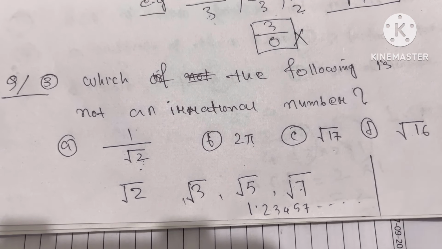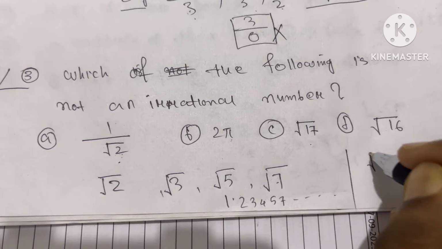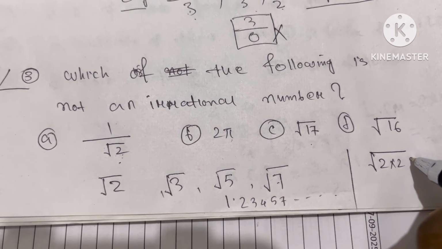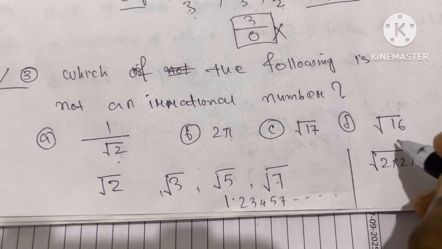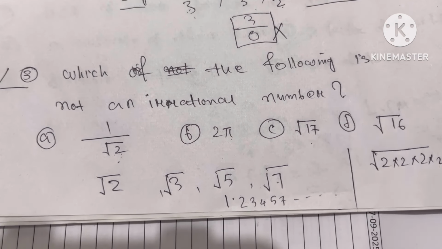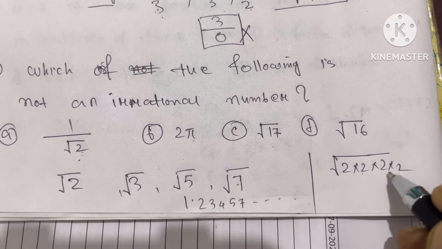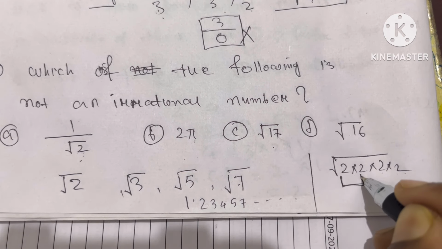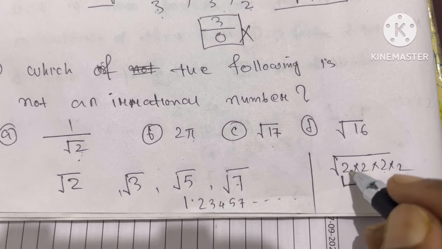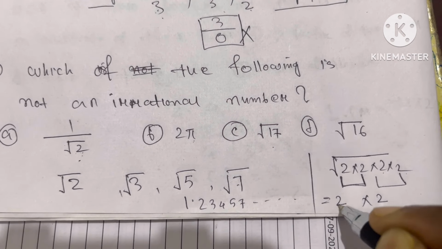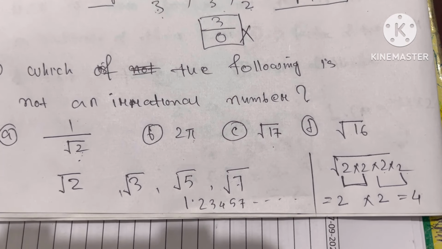√16, if you factorize, 16 is a square number. √16 means 2 into 2 into 2 into 2, isn't it? 2 times 2 is 4, 4 times 2 is 8, 8 times 2 is 16. And if you use the formula, √(2 into 2) means 2 will come out, and from this pair 2 will come out, right? So 2 into 2, answer will be 4, which is a rational number, right?